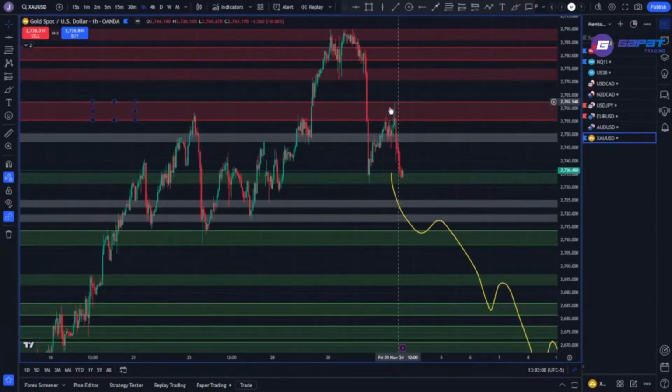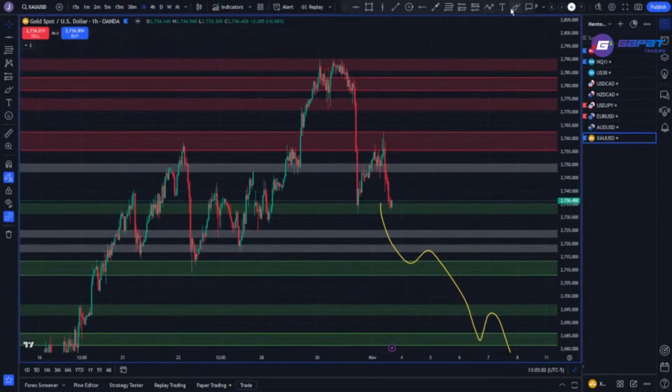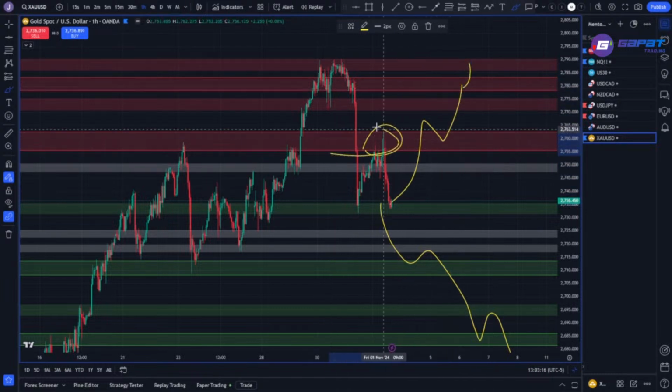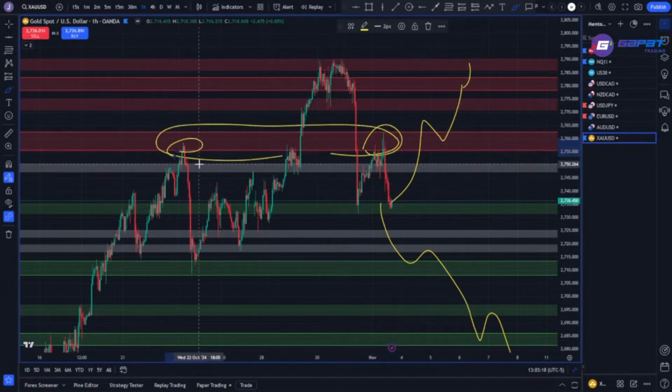And then this area of resistance, super important as well. So if we break back past above here and pull back, I can see us testing this level and potentially all-time highs. This is super important because it matches up with previous resistance here as well.